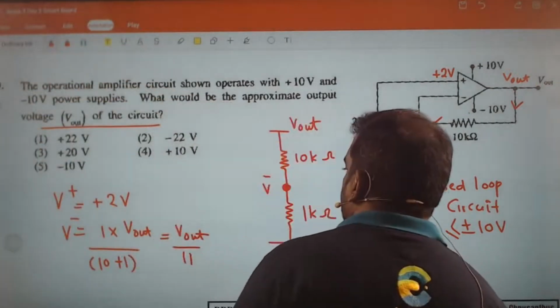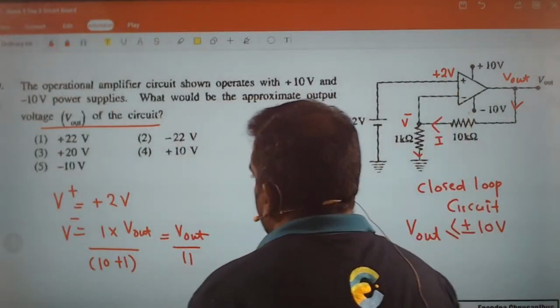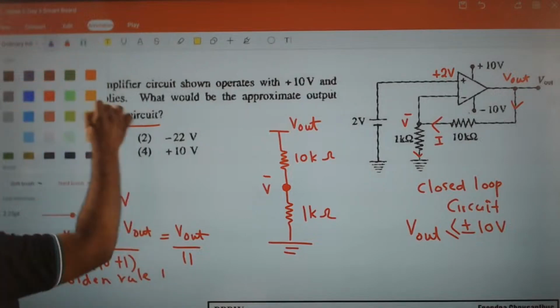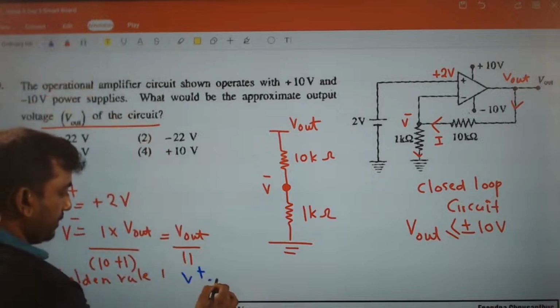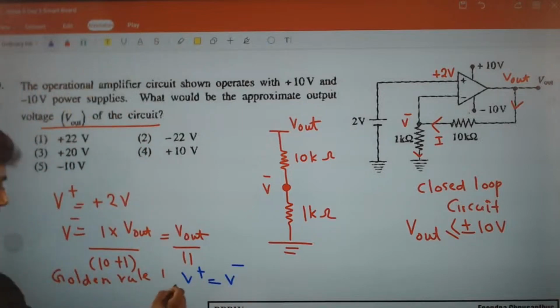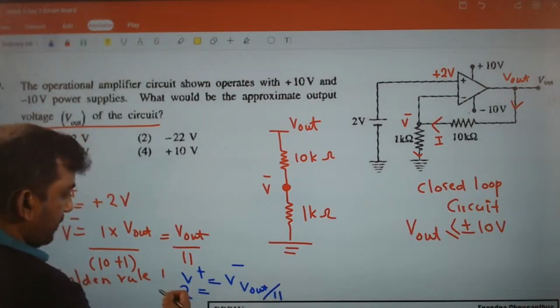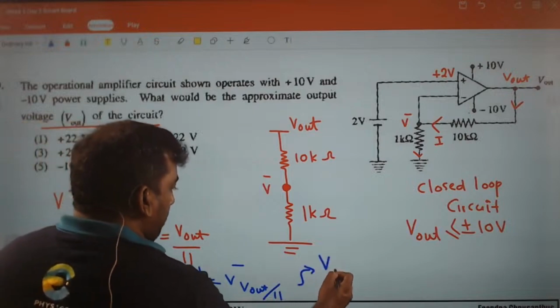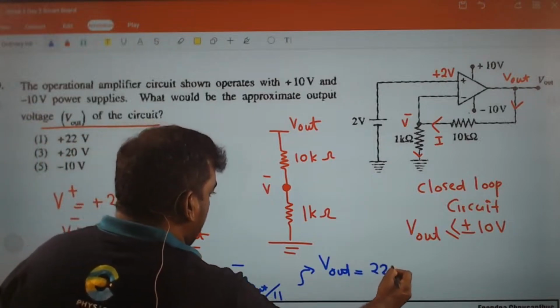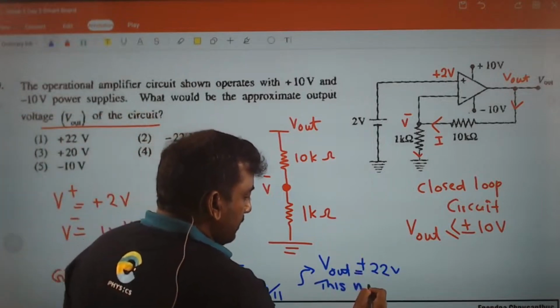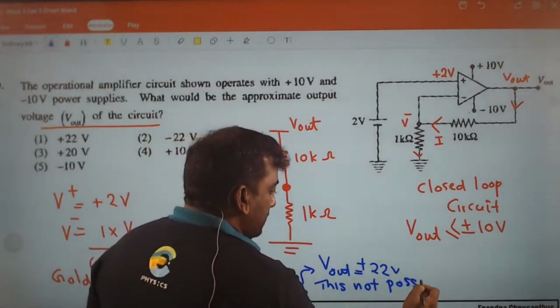Look at this. So V minus here. From this we can say, golden rule number 1: V plus equals V minus, closed loop circuit. V plus is 2 volts, and V minus is output divided by 11. What's the multiple? V output is mathematically plus 22 volts. This is not possible.